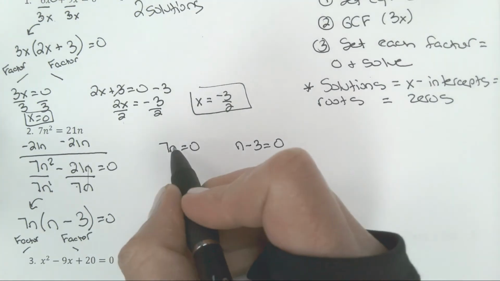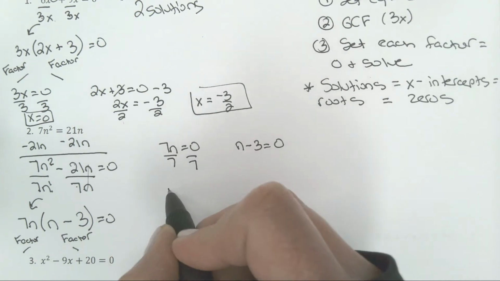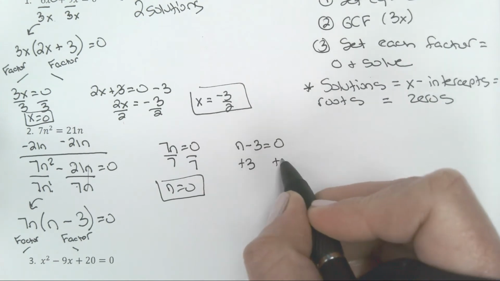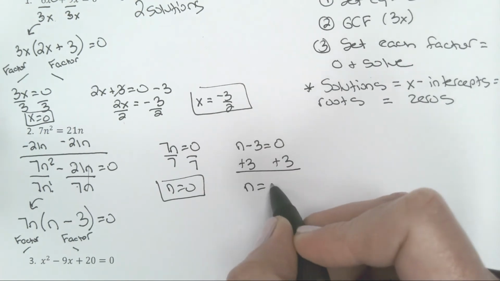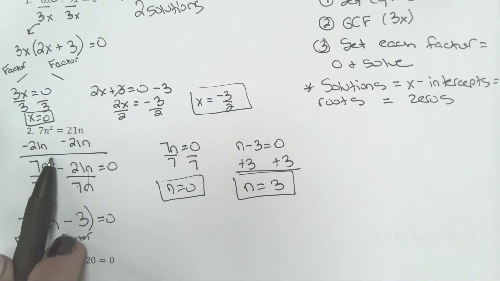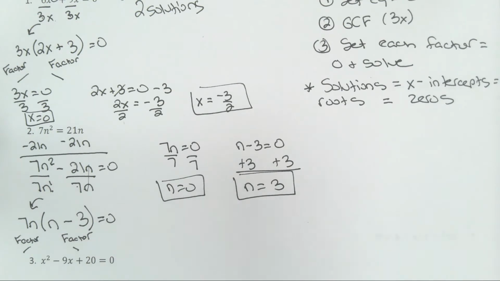Do algebra and solve. So I'm going to divide both sides by 7, and n equals 0. Add the 3 to the other side, and n equals 3. My biggest exponent was a 2, therefore I have 2 answers.